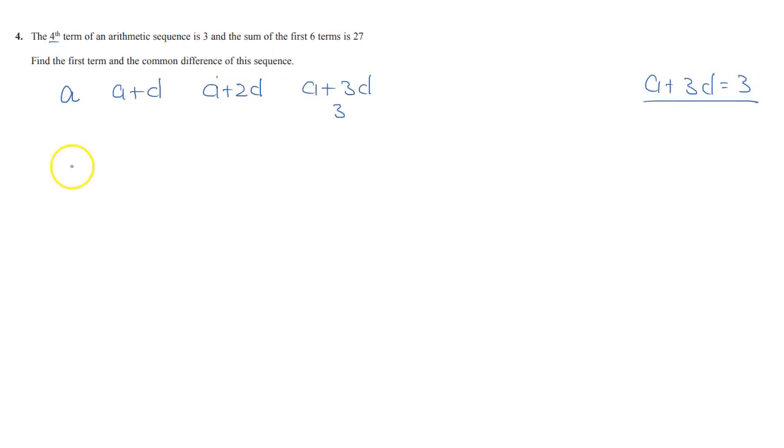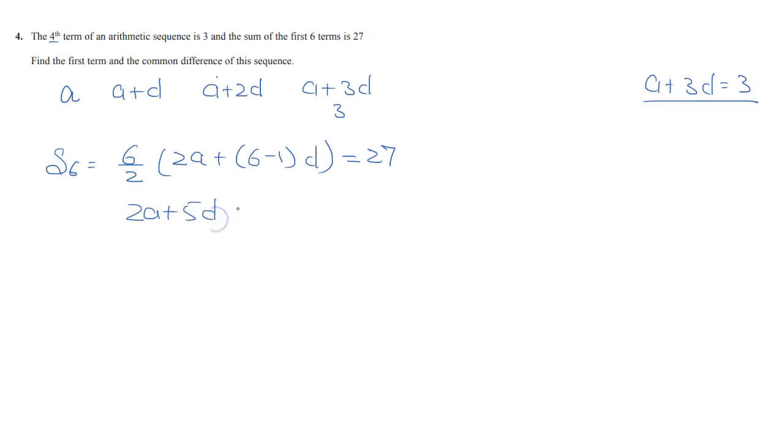Sum of first 6 terms, S6. N over 2 means 6 over 2, times 2A plus N minus 1, that is 6 minus 1, D. N over 2 times 2A plus N minus 1 D is equal to the sum, that is 27. So 2A plus 6 minus 1 is 5D. 6 over 2 is 3. 27 divided by 3 is 9.